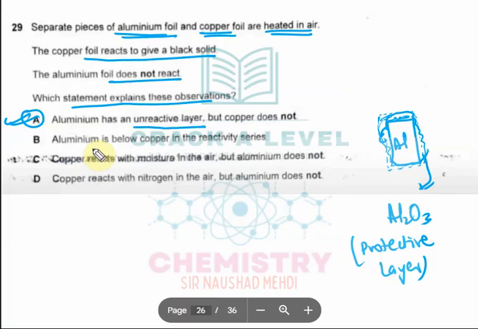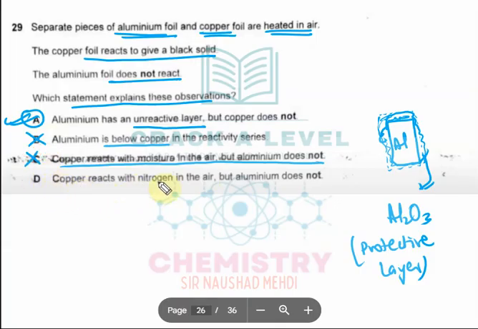Why not the other options? If you look at the other options, aluminium is below copper. No, aluminium is above copper in the reactivity series. Another option says copper reacts with the moisture in the air, but the aluminium does not. Why is this incorrect? Because they are testing you that aluminium is less reactive than copper, and that is not the case here. Aluminium is not reacting because it has a protective layer, not because it is less reactive. That's why we cannot consider this option either.